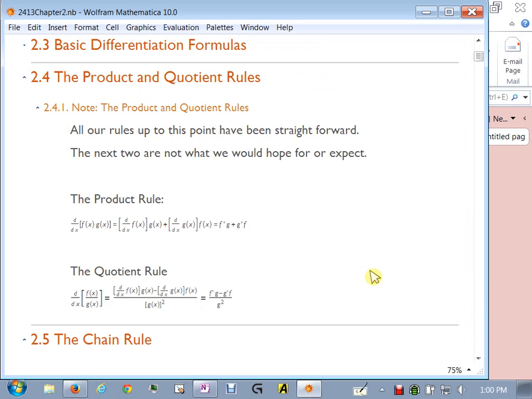So the last class we were focusing on the product rule and the quotient rule. You had some homework. Any questions?